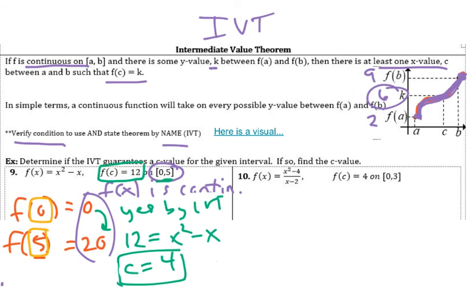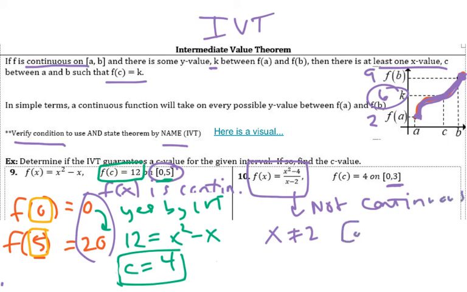So similarly on number 10, the first thing we need to do is verify the conditions in order to use IVT. So we need to state that it is continuous. We need to make sure it actually is. So this function is not continuous everywhere. Depending on the interval, it could be continuous and we could use IVT. So let's look at what we're looking at. We're looking at the interval from 0 to 3. Well, this is not continuous at x equals 2. So this is not continuous on the interval from 0 to 3, so IVT does not apply.